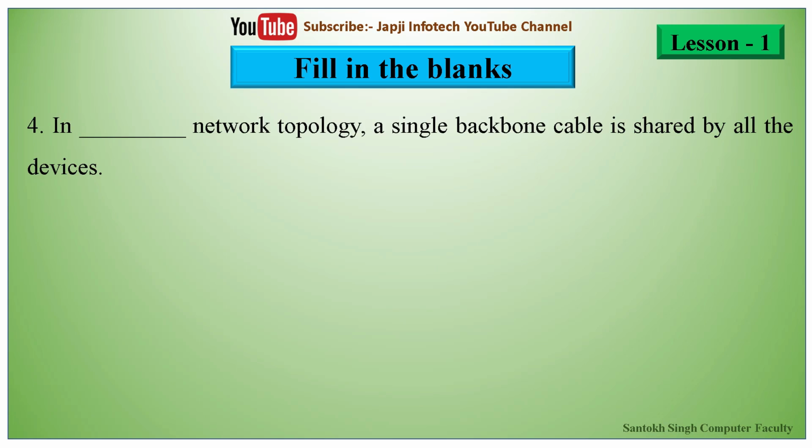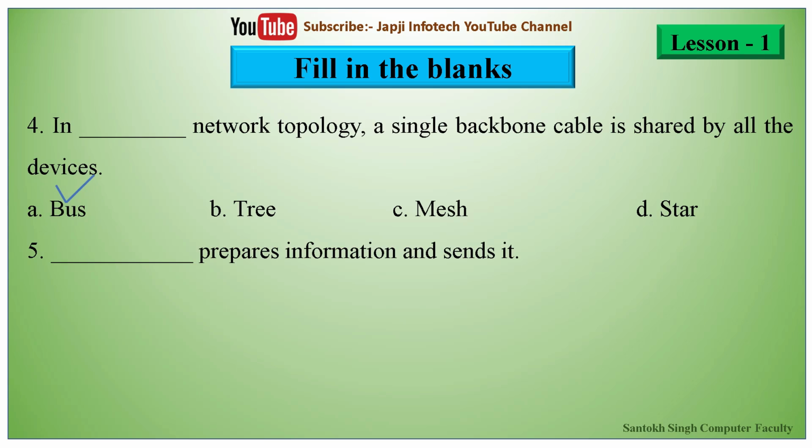The fourth one is: in dash network topology, a single backbone cable is shared by all the devices. The options are bus, tree, mesh, star. The right answer is: in bus network topology, a single backbone cable is shared by all the devices. The fifth one is: dash prepares information and sends it. The options are protocol, receiver, sender, hub. The right answer is sender: the sender prepares information and sends it.